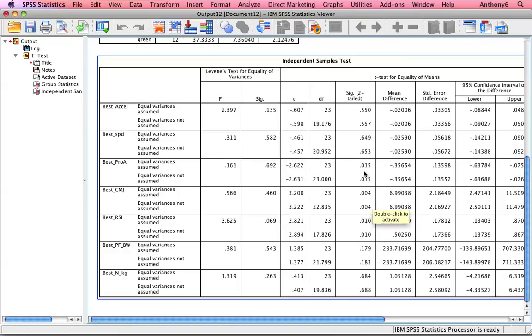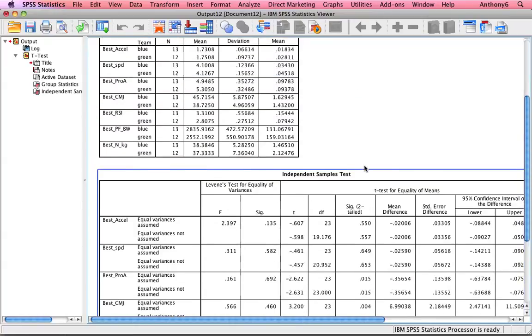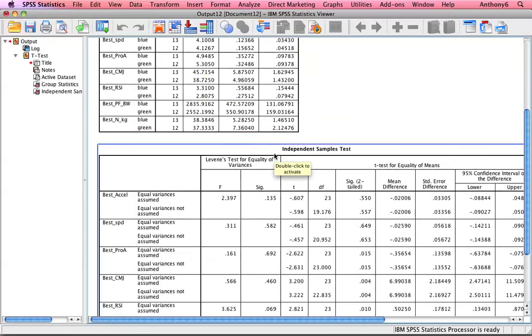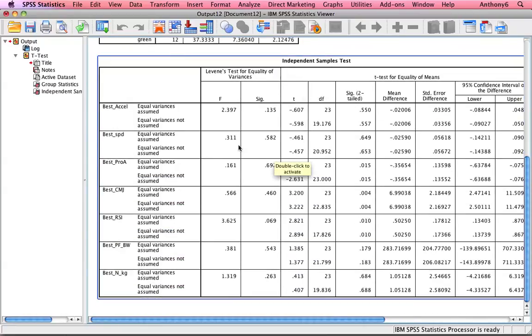So to identify who was statistically better than who, we could go across to the pro agility and look at the mean scores. Obviously for speed, you want the lowest score, so the blue team are statistically faster at the pro agility than the green team. They also jump higher statistically and have an RSI that is statistically better as well. So there's our interpretation of differences between the two teams.